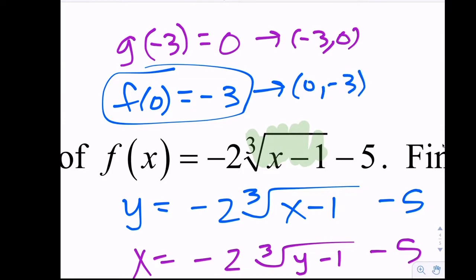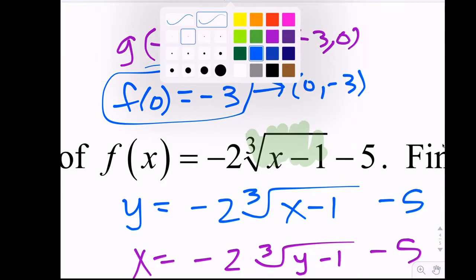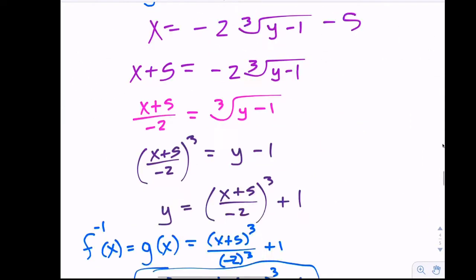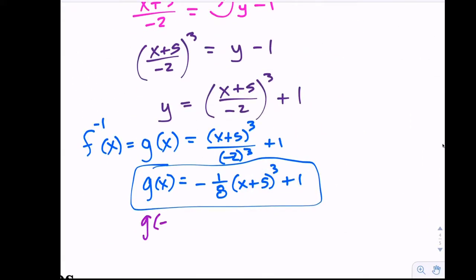Let us verify. G of negative 3. Let's come down here. G of negative 3. We're expecting to get 0, right? Let's see if we do. Negative 3 plus 5? Positive 2. 2 cubed? 8. 8 times negative 1/8? Negative 1, right? And then negative 1 plus 1?